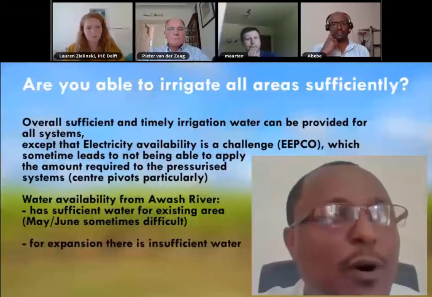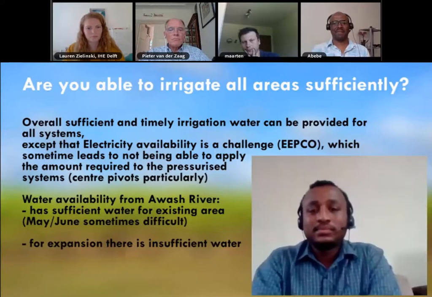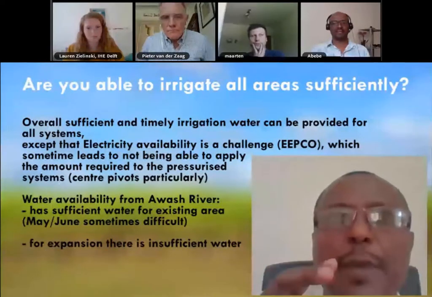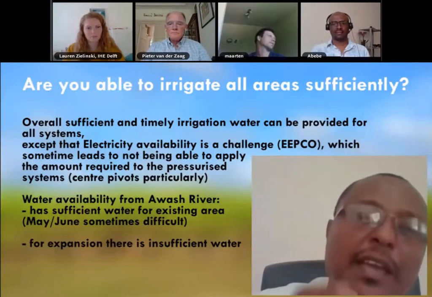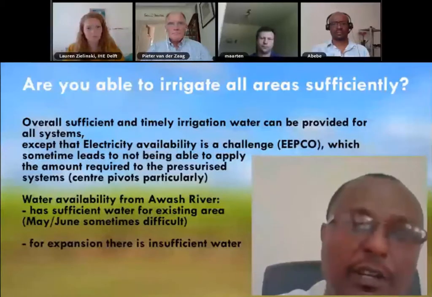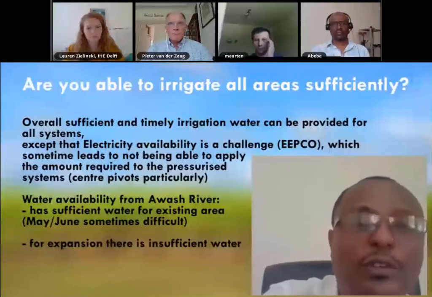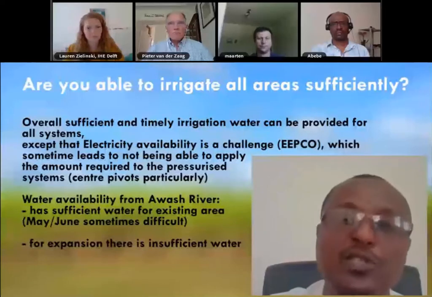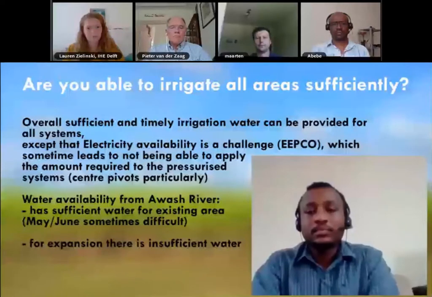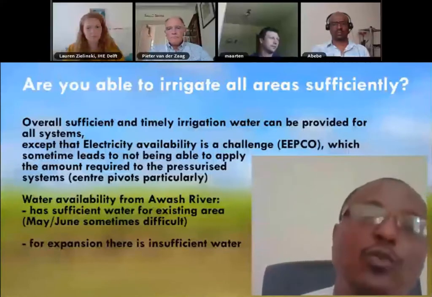There is a sufficient amount of water in our company. We can get a sufficient amount of water. But in certain months, May and June, especially May, we face a shortage of water, otherwise we can get a sufficient amount of water for our farms. For expansion one, we do not have a sufficient amount of water. But for the existing farms, we can assure a sufficient amount of water.